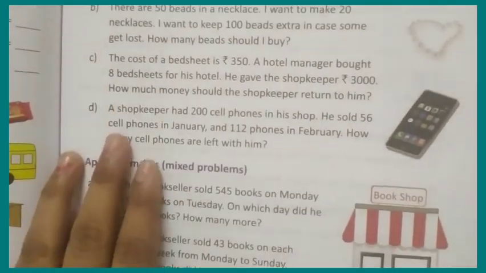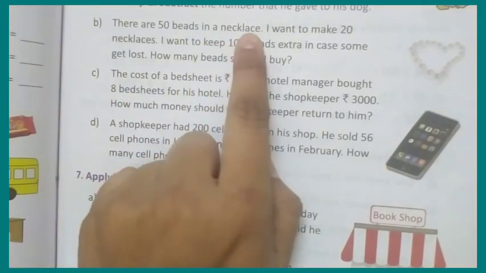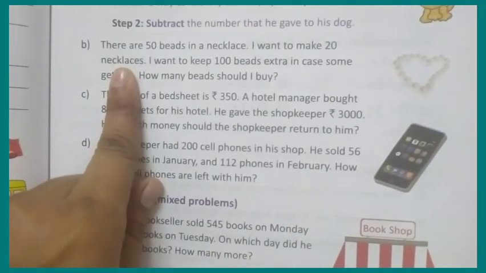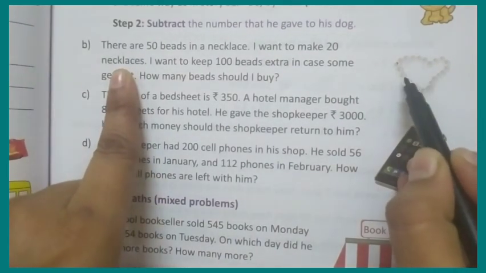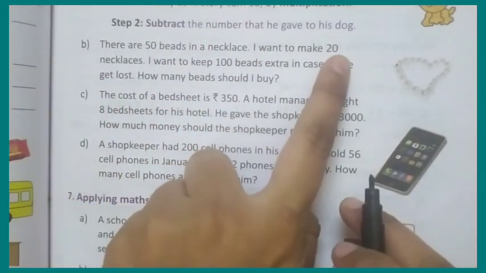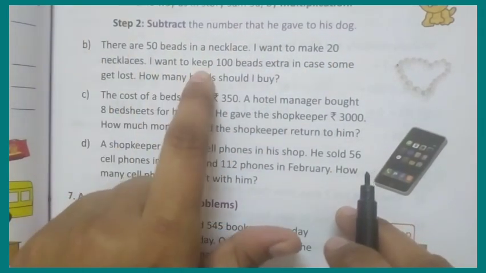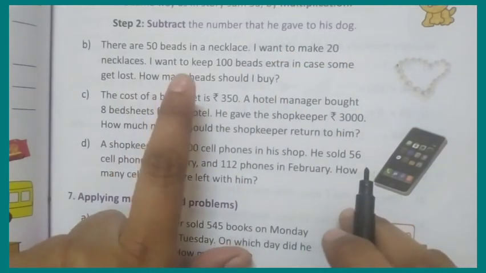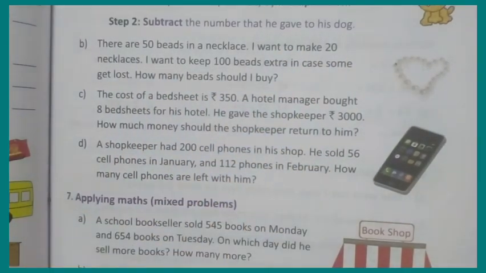There are 50 beads in a necklace. I want to make 20 necklaces. Okay, these are beads. 50 beads are there in one necklace. I want to make 20 necklaces. I want to keep 100 beads extra in case some get lost. How many beads should I buy?